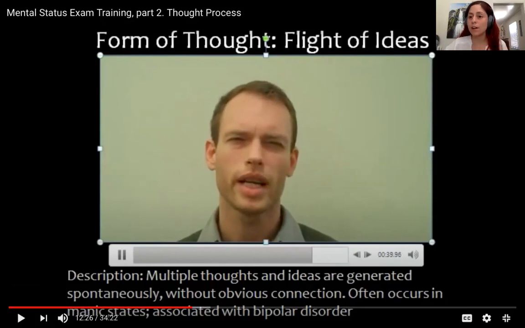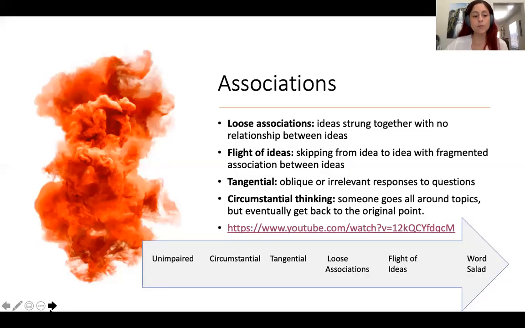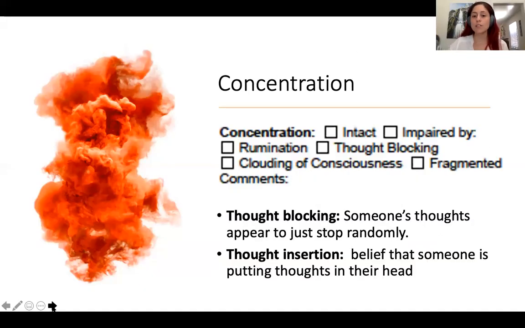there's just lots of different thoughts, ideas that are just coming up, and their linkage is minuscule if there at all. And so that is flight of ideas. Now let's move back to the PowerPoint. Okay, so that was associations, and now we'll move into concentration.